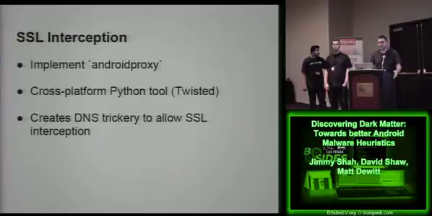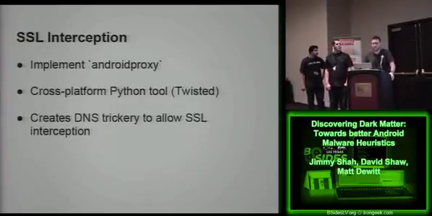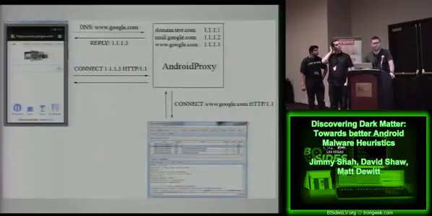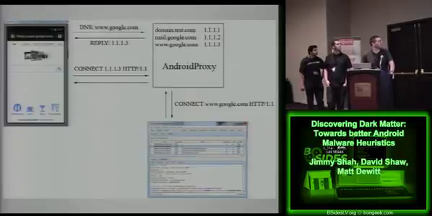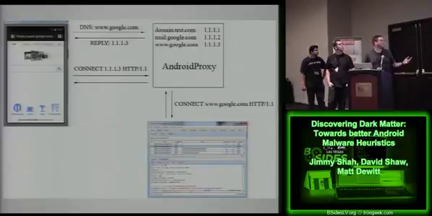Again, cross-platform. Its only requirement is the Twisted library. And it basically uses DNS trickery to allow SSL interception. Taken from their Google project page, you can see that the emulator is basically making a DNS request for google.com. Android Proxy is sending back an arbitrary IP address that it's keeping track of, saying, oh yeah, google.com is 1.1.1.3. Then when the emulator sends the connect request, it's actually rewriting that connection to our intercepting proxy, which both in this screenshot and in our analysis was Burp Suite.